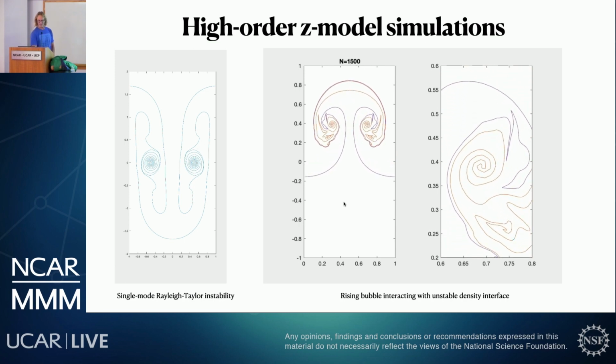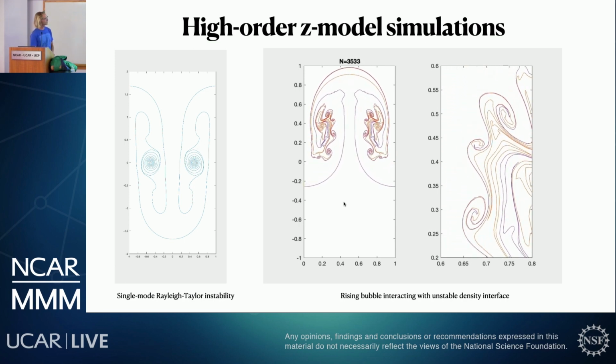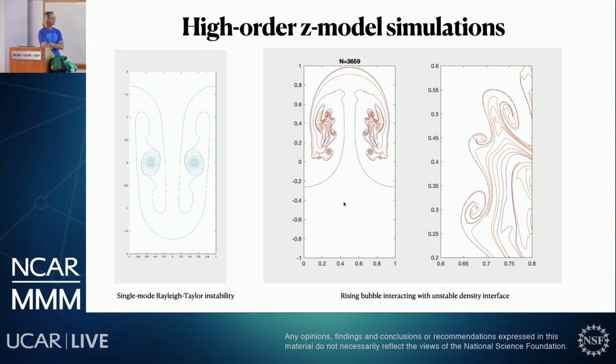So on the left, it's just the classic Rayleigh-Taylor problem. You have a heavy fluid sitting on top of a light fluid, and you perturb a flat interface a small amount, and you get this classic mushroom Rayleigh-Taylor roll-up.